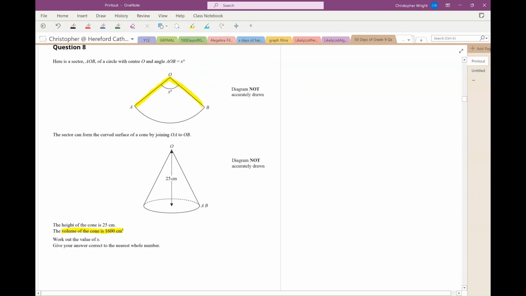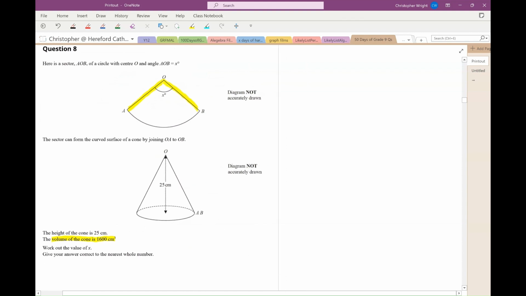Well, let's start out by using that fact we've been given about the volume of the cone. Now, the volume of the cone is 1600 cubic centimetres, and the formula for the volume of a cone is 1/3 pi r squared h, and I know that h is 25. So that means that I have this equation to solve for r. So I'm going to do 1600 times 3 equals, divide by 25 equals, and so I get 192, and I'll divide by pi, and that is r squared.